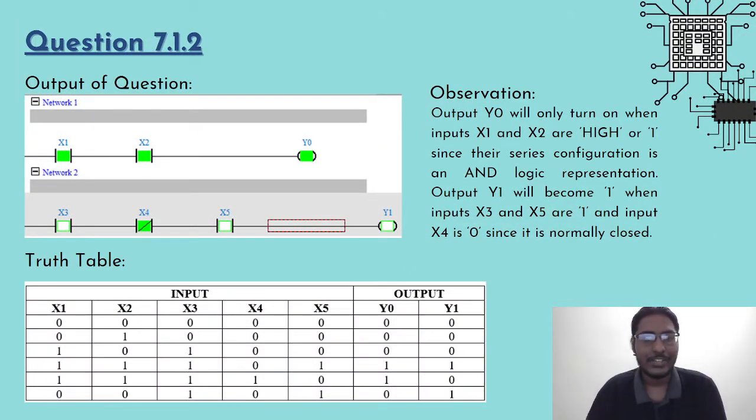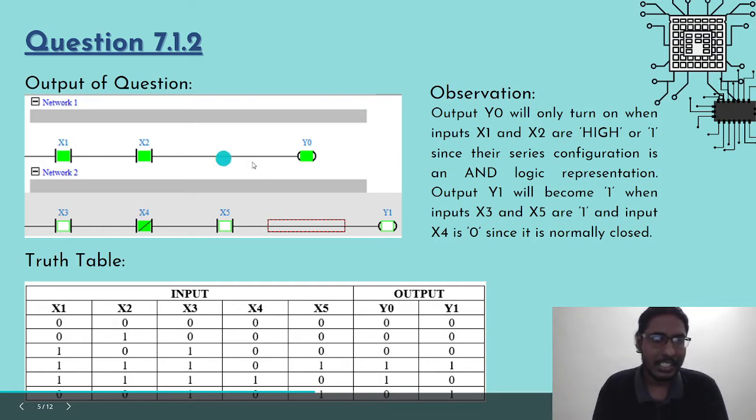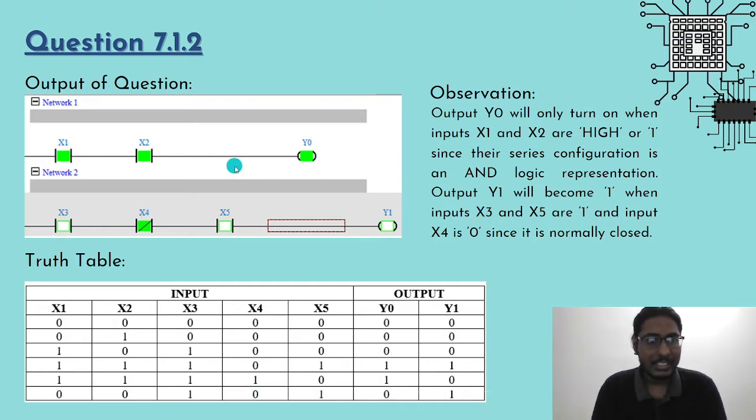Now, I, Divakar Ravindran, will continue with the presentation by presenting question 7.1.2, 7.1.4 and the conclusion of our lab. For question 7.1.2, we can see that there are two different networks and both of them are in a series configuration. Network 1 involves two normally open contacts with the output. Meanwhile, network 2 has three different contacts, two of which are normally open and one normally closed, with the output y1. From our analysis, we have derived a truth table to identify the characteristics of this ladder diagram.